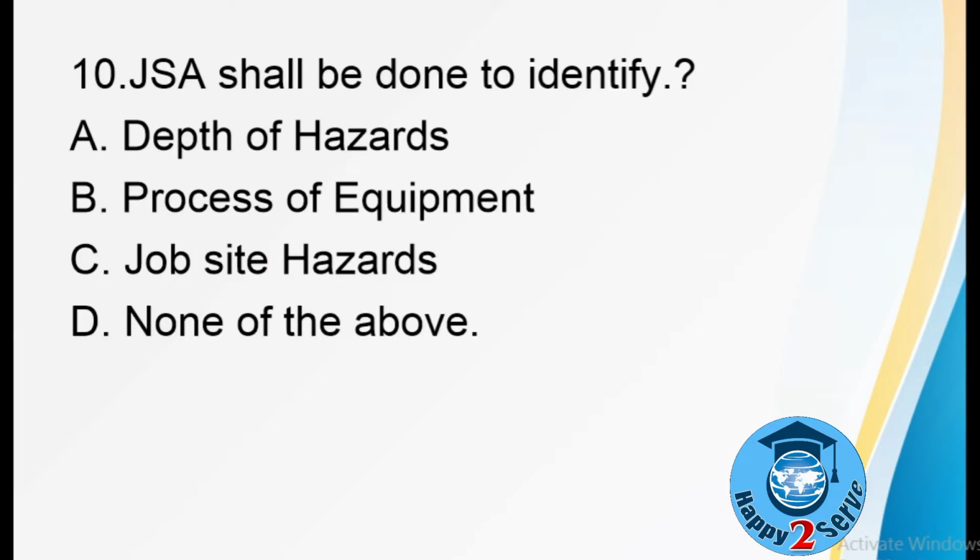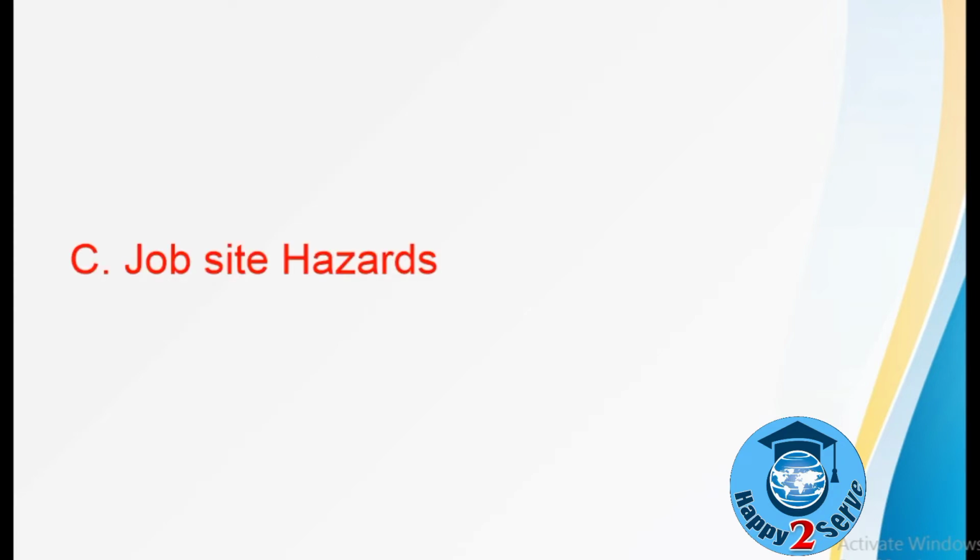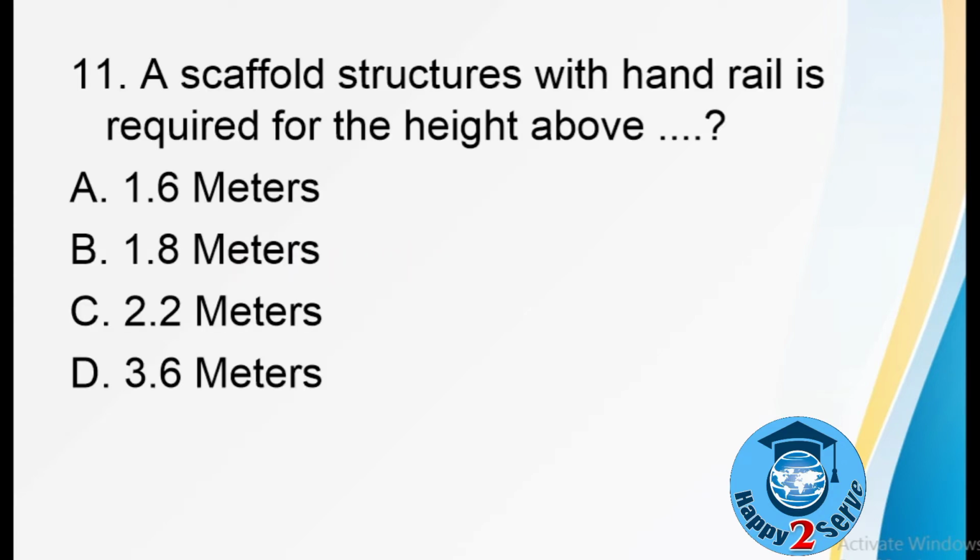10. JSA shall be done to identify A. Depth of hazards. B. Process of equipment. C. Job site hazards. D. None of the above. Answer: C. Job site hazards.